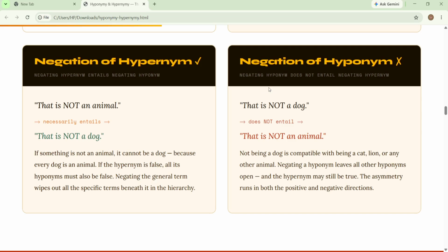Then negation of hyponym. Negating hyponym does not entail negating hypernym. This is not a dog does not mean this is not an animal, because if it is not a dog, it can be any other living being. It can be any other animal. Well, it can be a cat or anything. So this does not entail animal, because specificity cannot entail general. Generality can entail specificity.